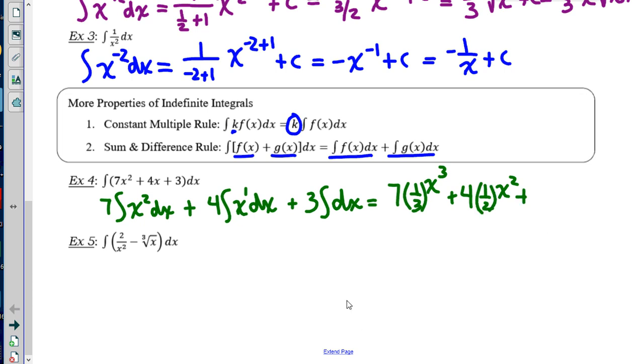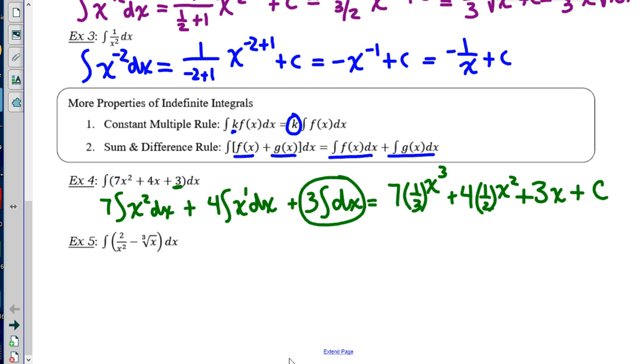And then this last one here, I have 3 times the indefinite integral of dx. Basically I just think about it: what would I have to start with so that when I took the derivative I ended up with 3? And that is just 3x. And again, can I simplify that? Absolutely. And do I have to simplify it? No, not unless it's multiple choice. So let's look at our next one.